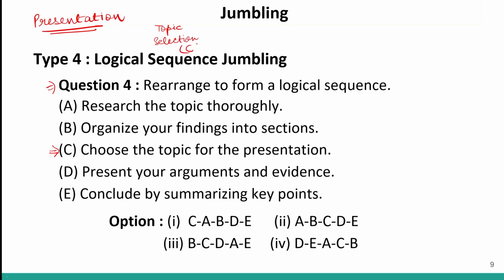So C, right? Then when I know my topic, the second step will be to research on that topic to gather my content. So the first thing is I identified the topic. Then, based on that topic, I identified all my content that I will need. So I have researched the topic. This is A.